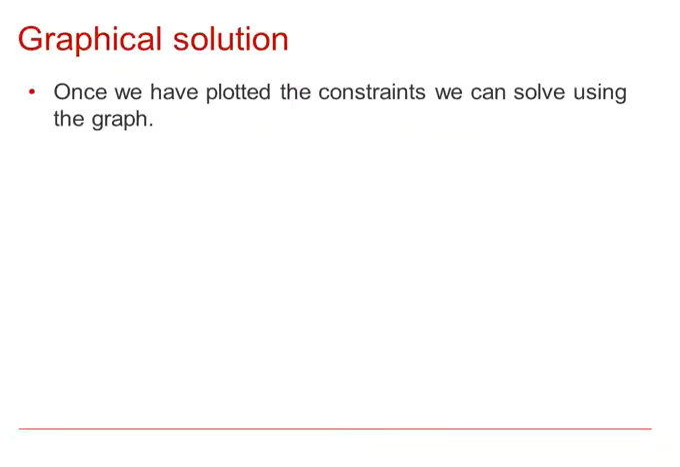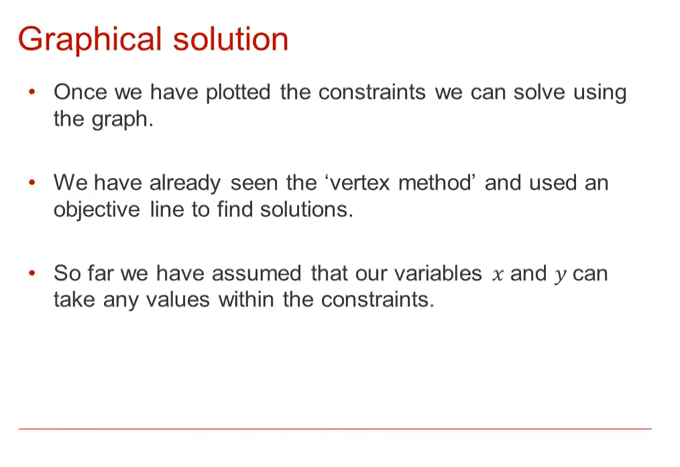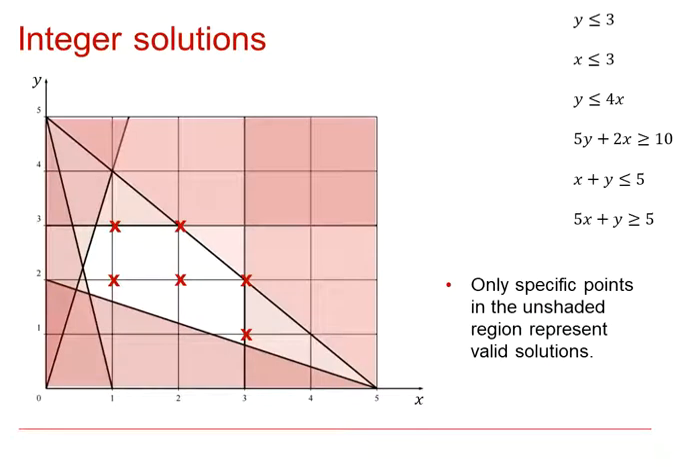Once we've plotted the constraints, we can solve using the graph. We've already seen the vertex method and the use of the objective line to find the optimum solution. So far, we've assumed that our variables x and y can take on any values within the constraints. However, you will get some questions where we need an integer solution to the problem. So only the specific points in the unshaded region represent valid solutions.